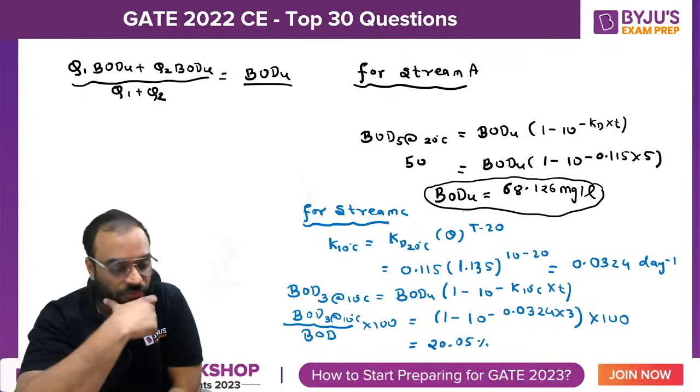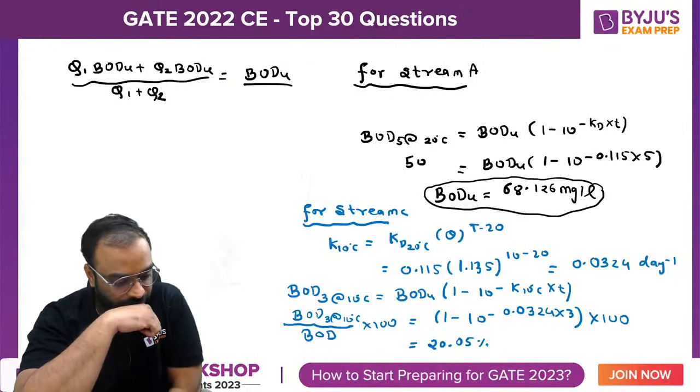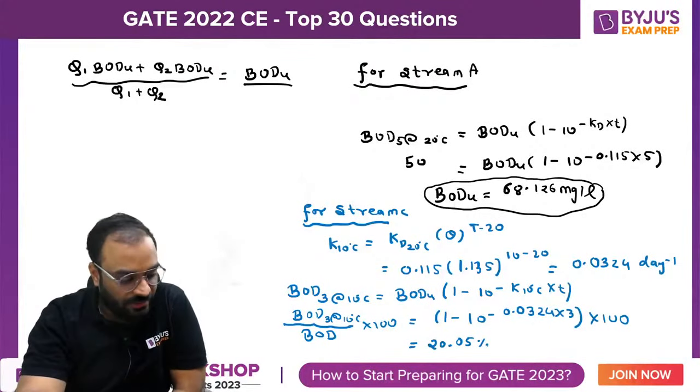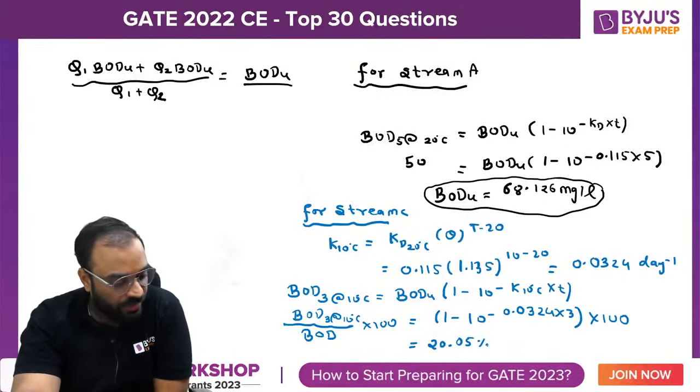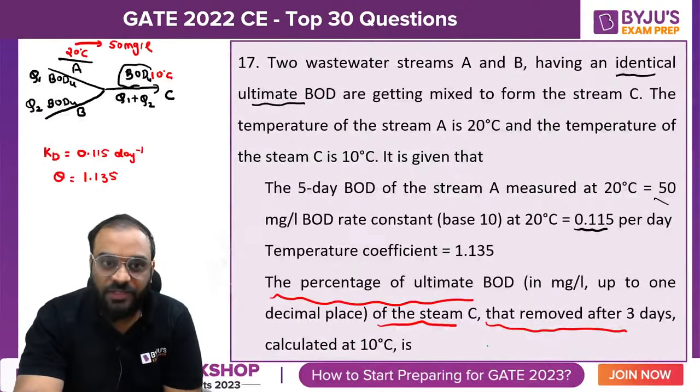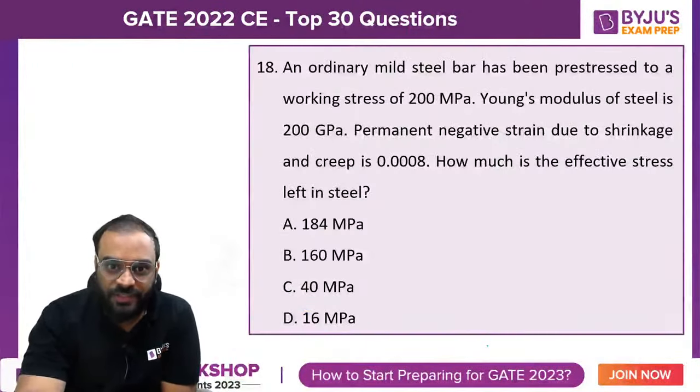Understood, guys? All of you are able to understand this? Okay, very nice. 20.06, Babu. Very nice. So I think all of you are able to understand this question.